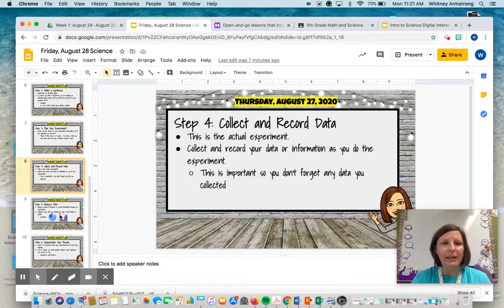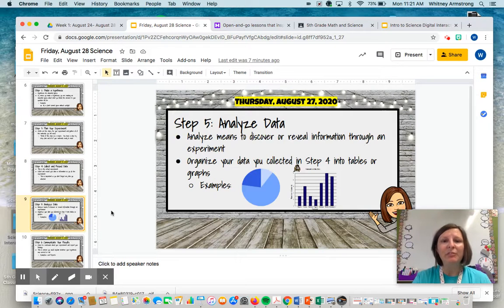So the next step is step number 5. Step number 5 is analyze your data. So analyze just means to discover or reveal information through an experiment. So in step number 4, you collected everything and you wrote it down. Step number 5 is where you're actually going to put everything together into a table or a graph that makes sense.